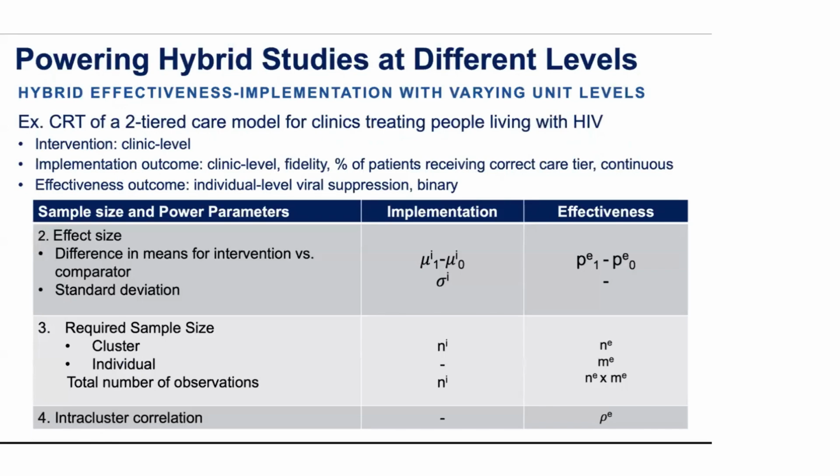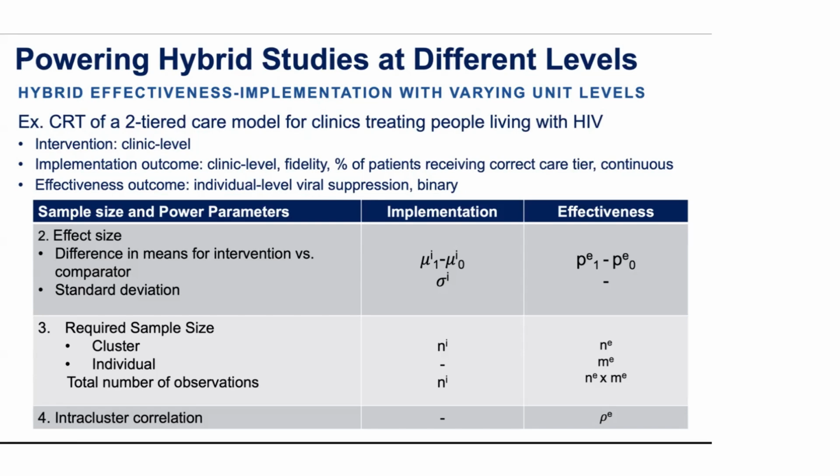So thinking of our hybrid effectiveness implementation with varying unit levels, right? We could have one objective where we're operating at the individual level, like in Hattrick US, and another objective where we're operating in a clustered sense where we have observations at a lower level nested within the clusters.